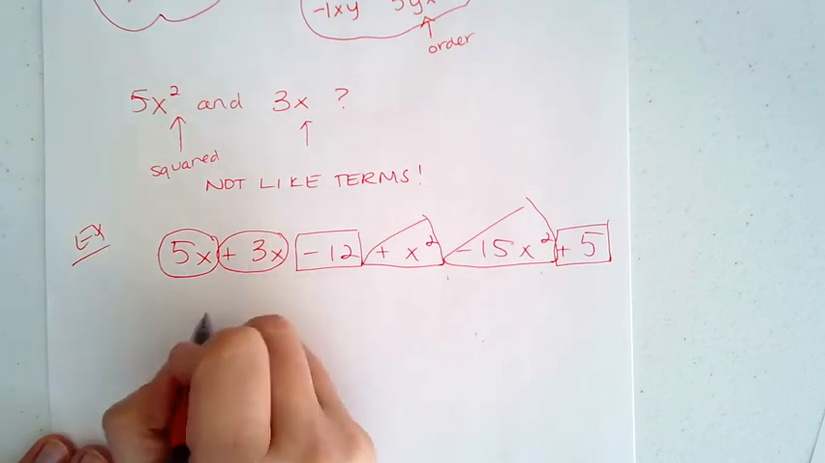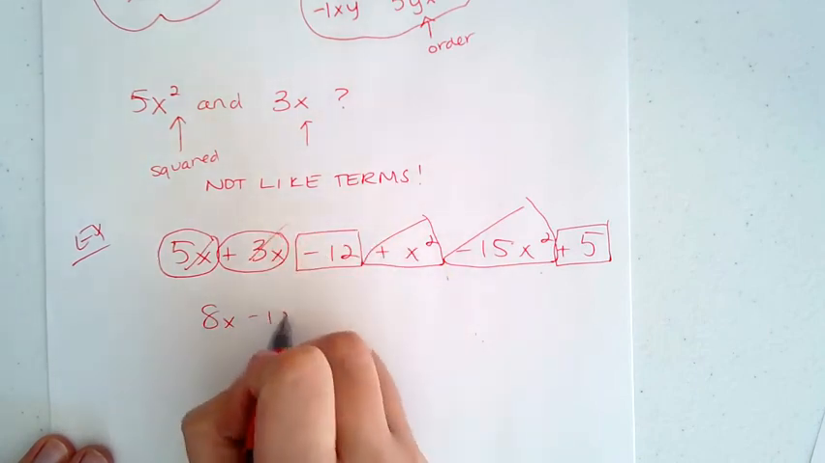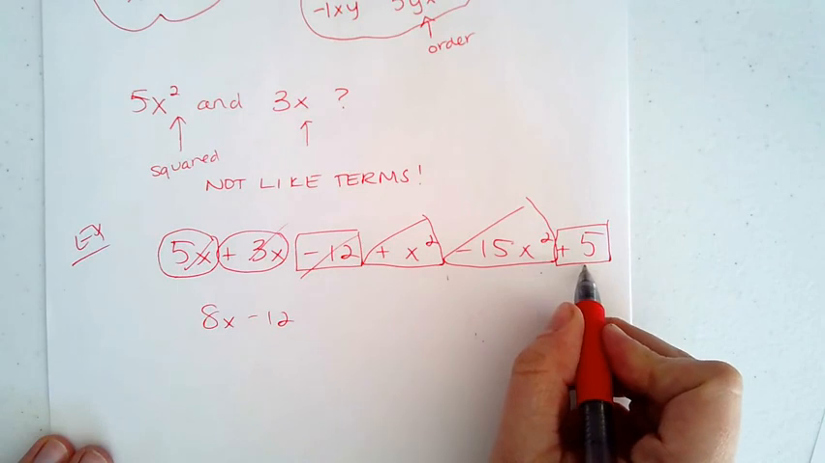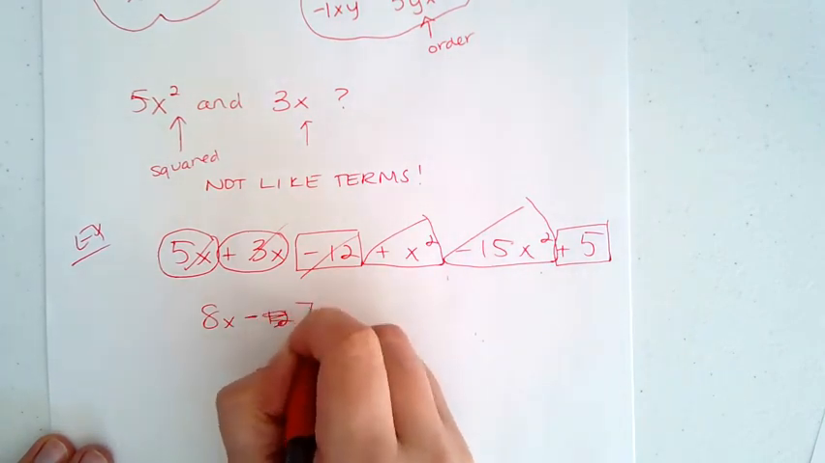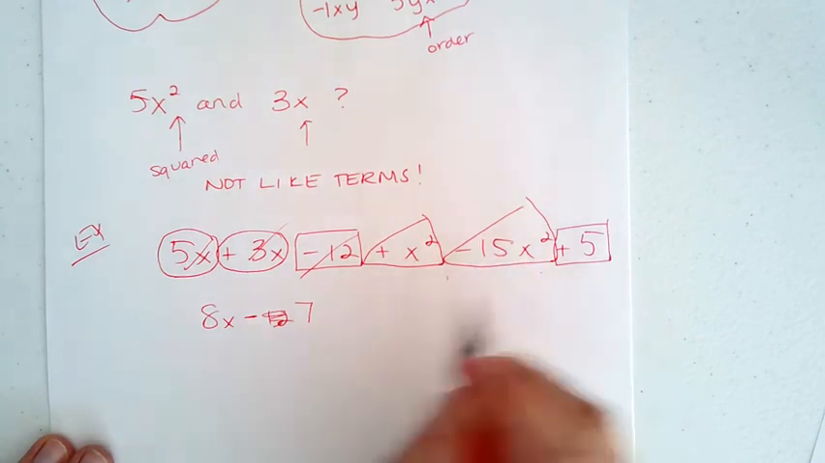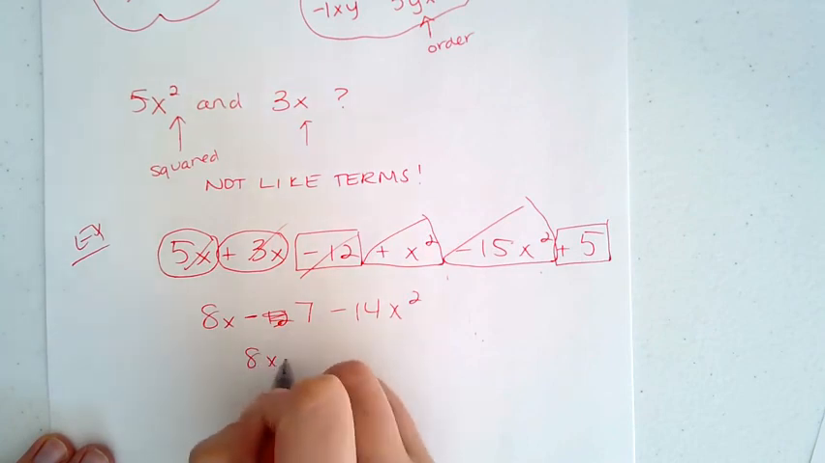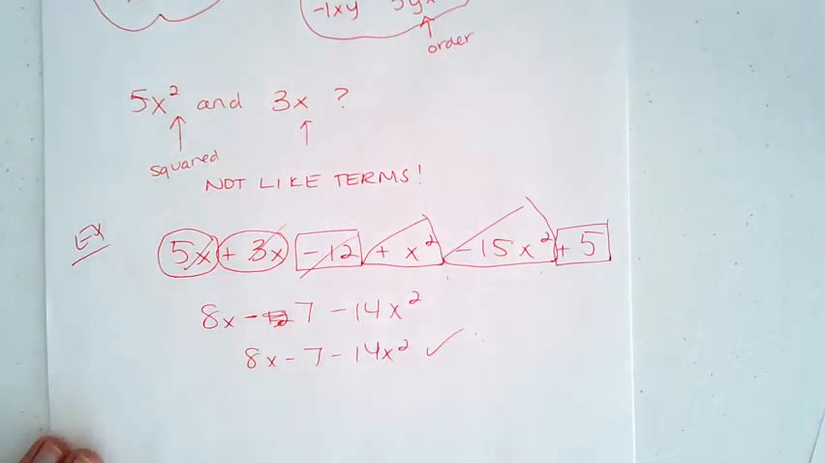5x plus 3x is 8x. Negative 12 was all by itself. Oops, no, it wasn't. Negative 12 plus 5 is going to be negative 7. And then 1x squared minus 15x squared is negative 14x squared. 8x minus 7 minus 14x squared. Have fun practicing.